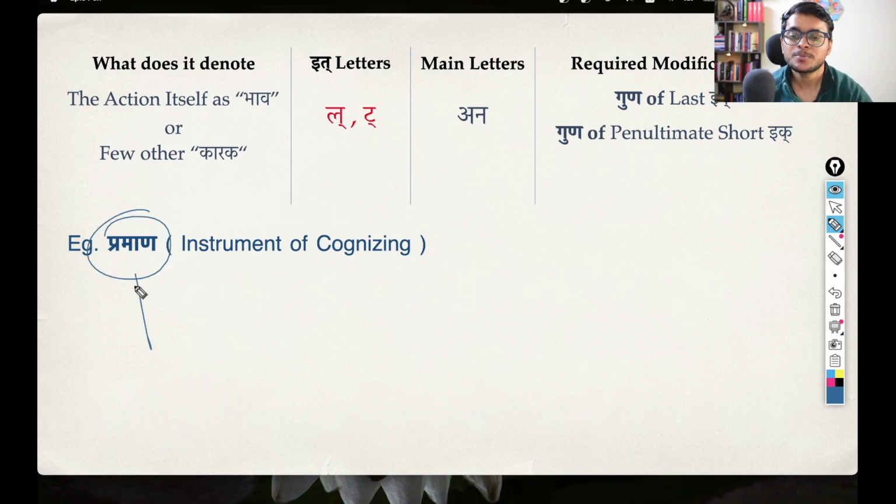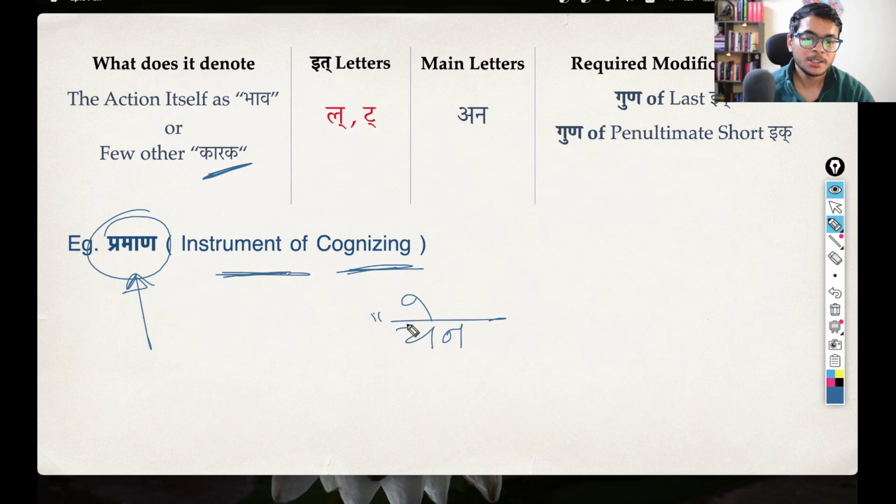And now see, this particular pratipadika, 99% of the time we use in the sense of this karaka only, that is the instrument of cognizing. Basically giving this feeling, yena, that through which something is known, through which something is cognized. That is this pramana.